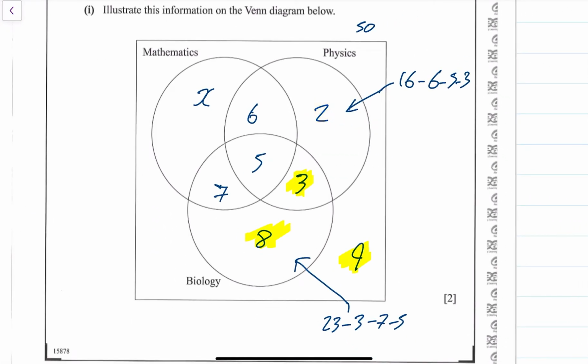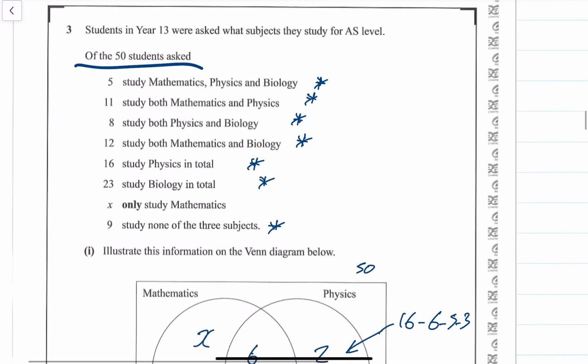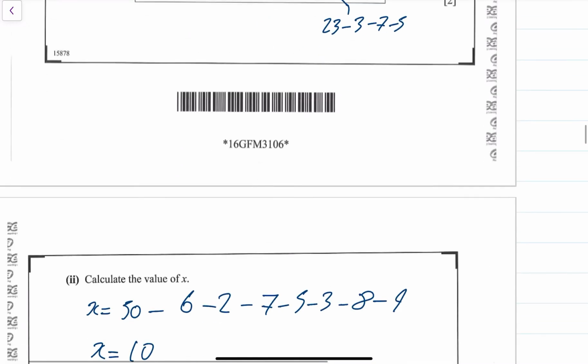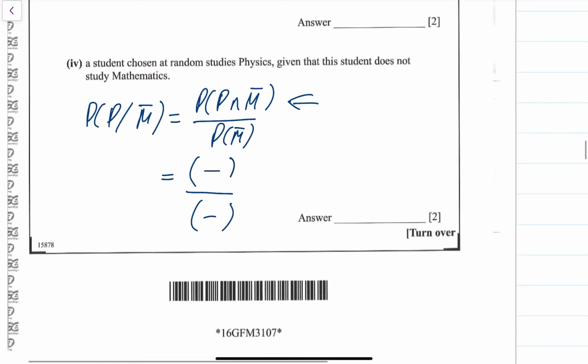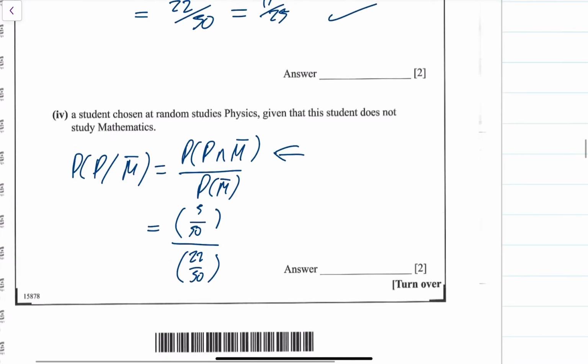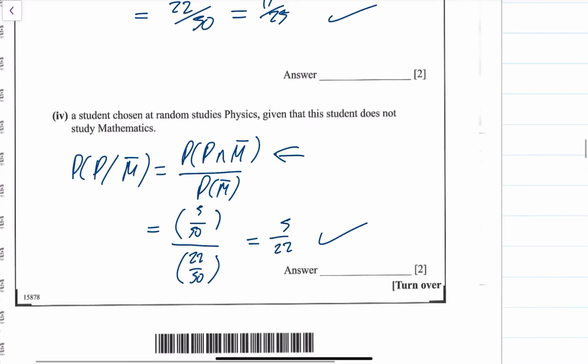Let me get rid of my highlights again. Okay, so physics and not mathematics is going to be just these two. So it's going to be 5 out of 50. And not mathematics, we just worked out in the previous part, was 22 out of 50. And if you did that, you're just going to get 5 over 22. And that's your answer.